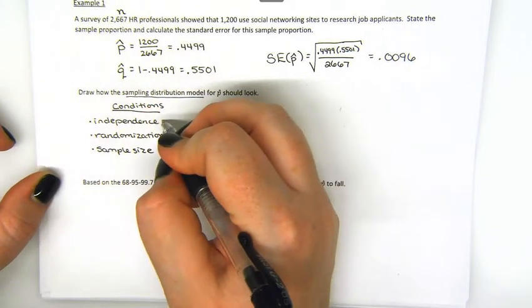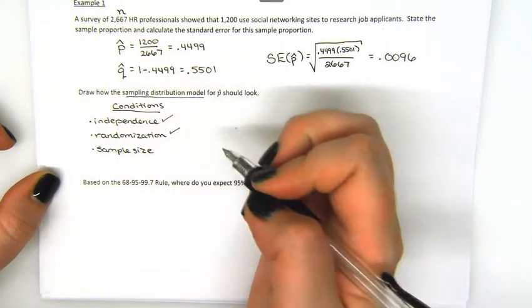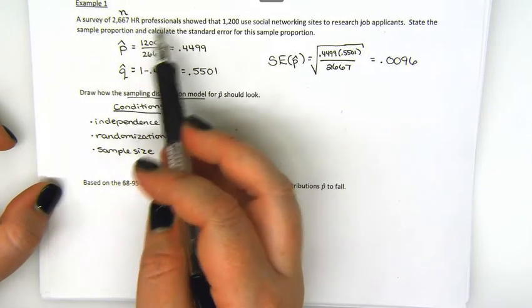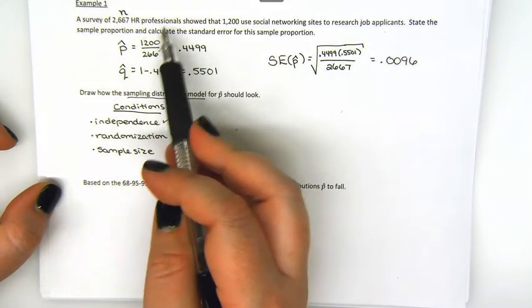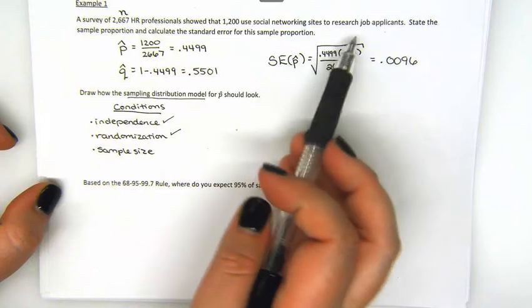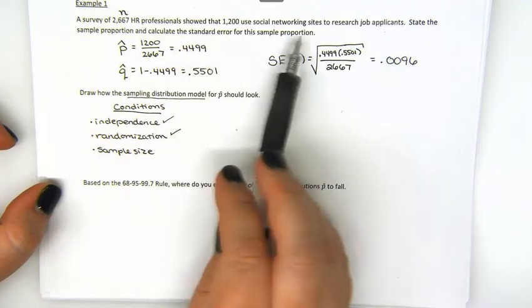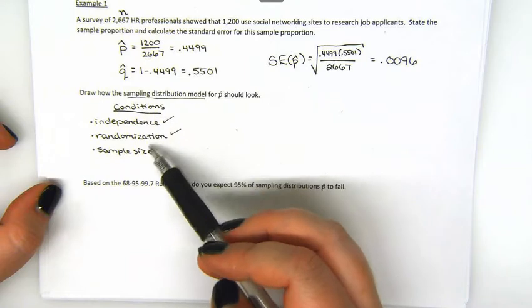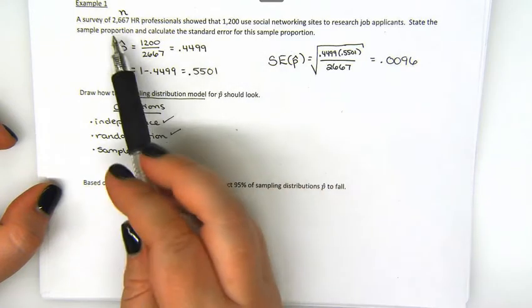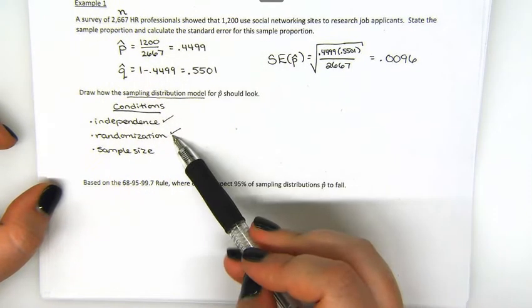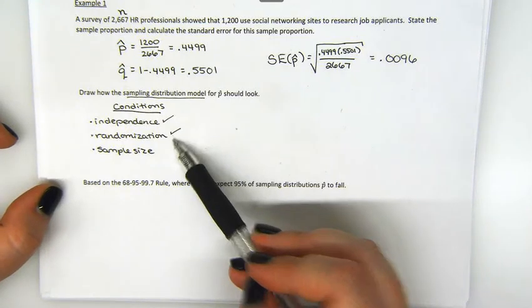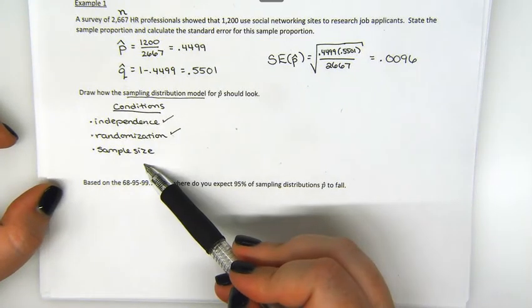So for independence and randomization, we're just going to go ahead and say, yeah. For independence, the idea being that how one HR professional conducts this research is going to be independent of what other HR professionals do. So we'll have this independence. Randomization, they don't say a random sample, but we'll assume that they did a random sample when they sent out this survey.